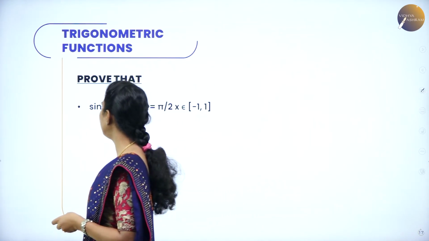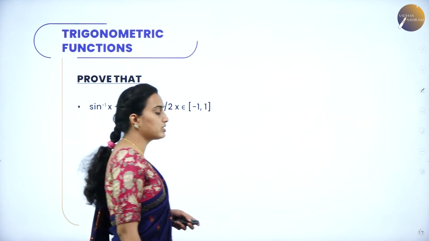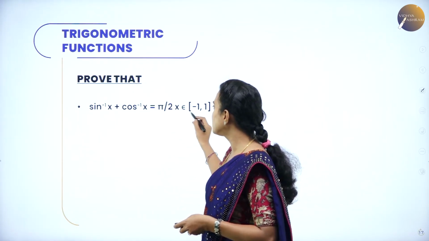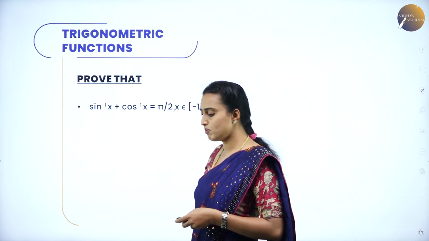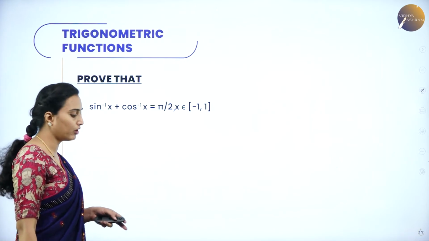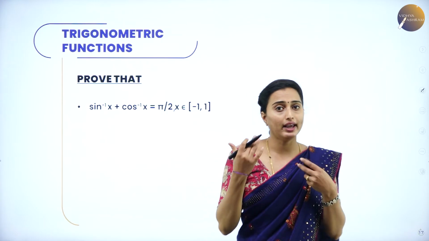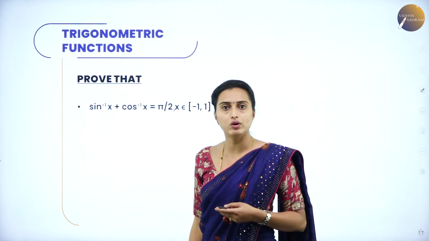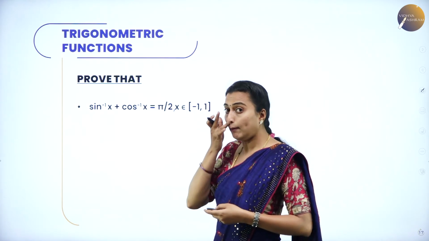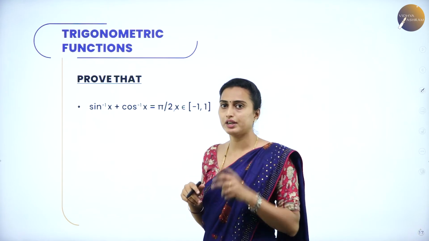So next we'll be moving on to the properties. Prove that sin inverse x plus cos inverse x is equal to pi by 2 for all x belongs to the closed interval minus 1 to 1. This is also very important. This can also be asked for a 1 marker: for what x values this property holds good. Therefore, sin inverse x plus cos inverse x is equal to pi by 2. They will give a property, and you need to write the value of x for 1 marker if they ask.